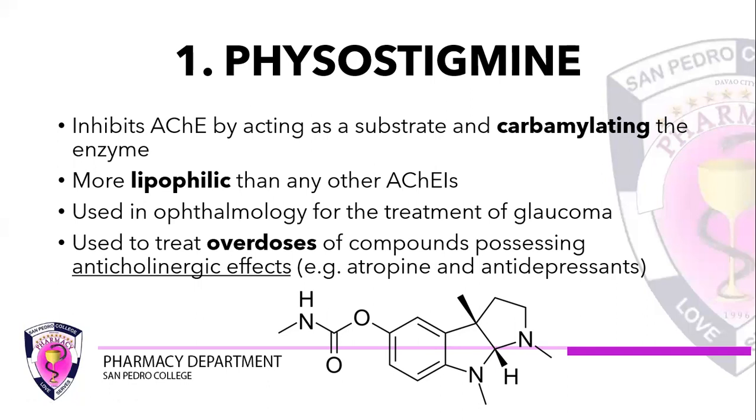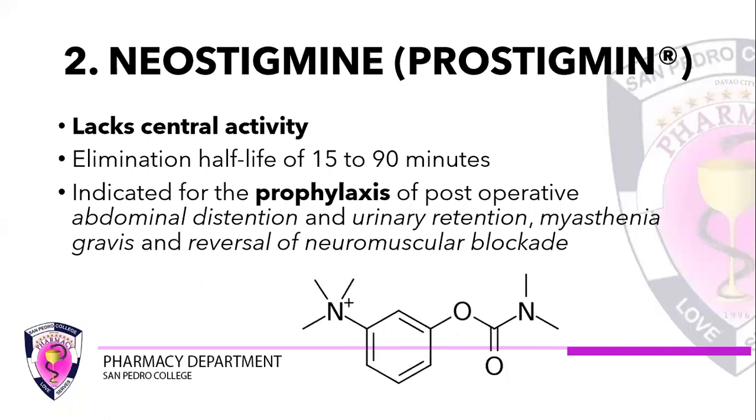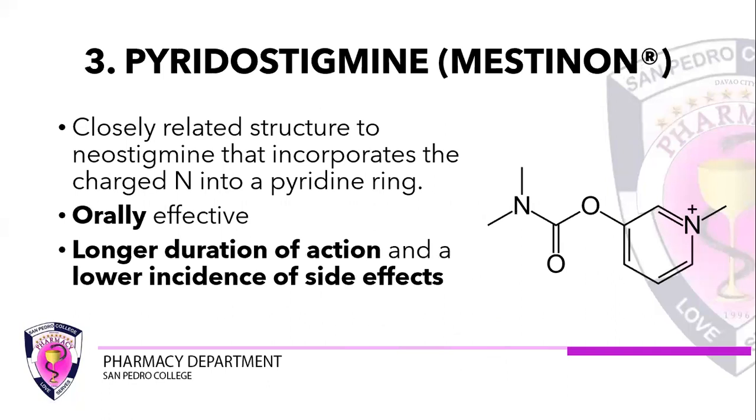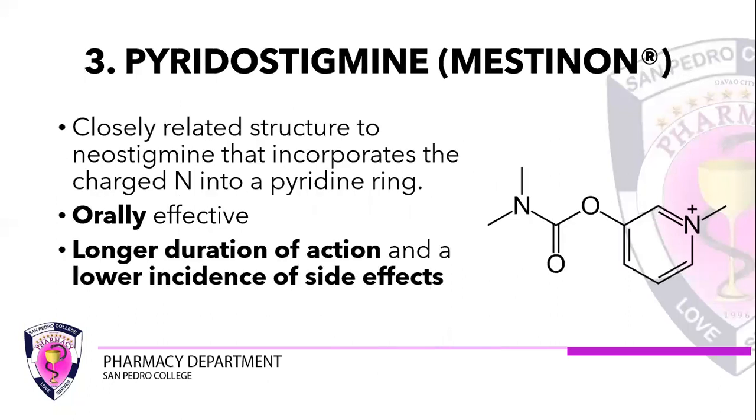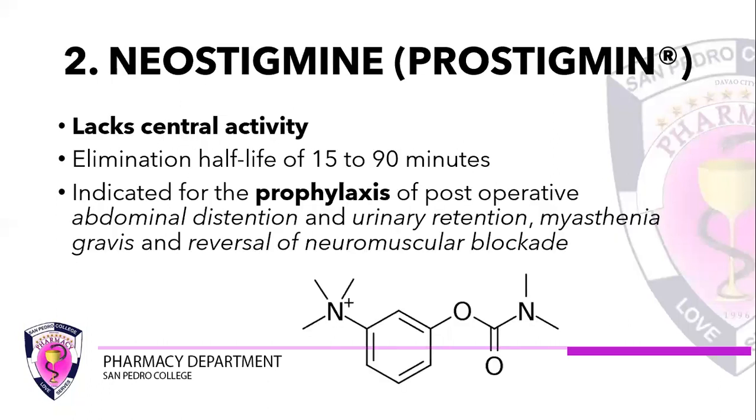All right, next part, we have neostigmine. Next drug, neostigmine, and the third drug, pyridostigmine. Neostigmine and pyridostigmine are two drugs that are indicated for the treatment of myasthenia gravis. Again, neostigmine and pyridostigmine, they are indicated for the treatment of myasthenia gravis.